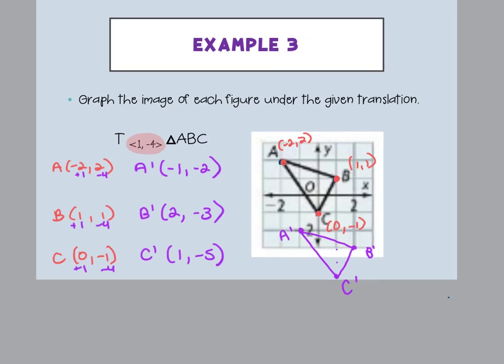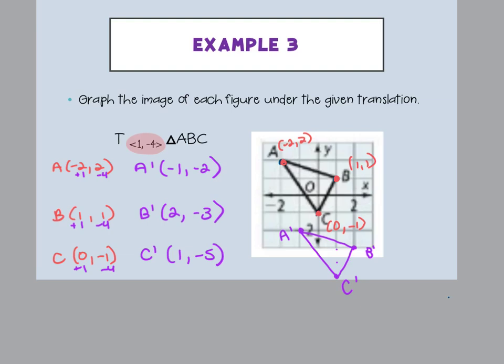Okay, so if I'm adding 1 to the X and subtracting 4 from the Y, then A prime becomes negative 1, negative 2, B prime 2, negative 3, and C prime 1, negative 5. Then you're going to plot your points, negative 1, negative 2, 2, negative 3, and 1, negative 5. I had to extend my graph a little bit, but that's fine. And then connect your points.